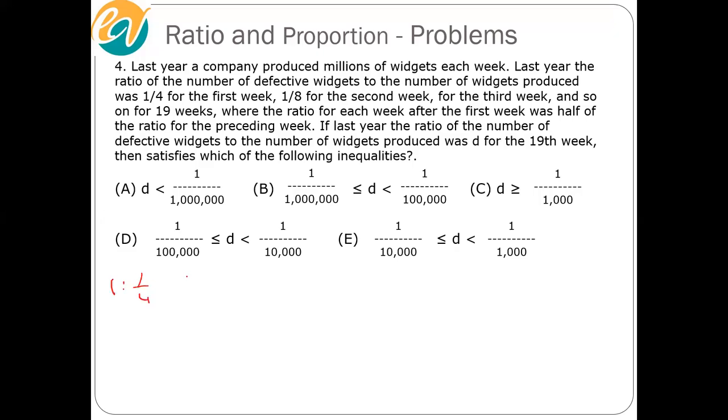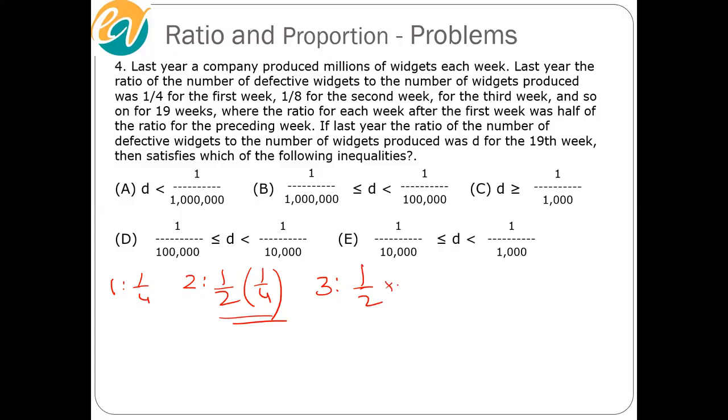Very nice, 1/4. Second week, what was the ratio? Half, right? This is what the question says. Half of what it was for the preceding week, right? Half of 1/4, which is 1/8. Similarly, now can someone tell me how much was the ratio for the third week? Half of what it was for the second week, correct?